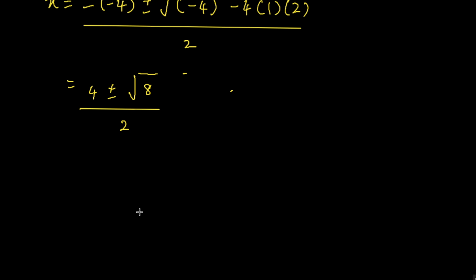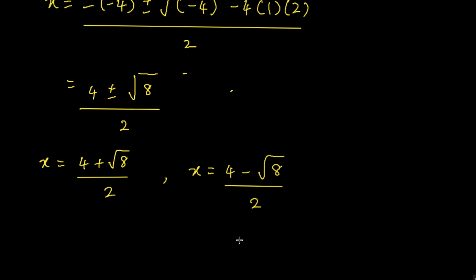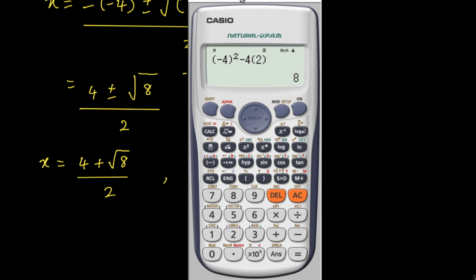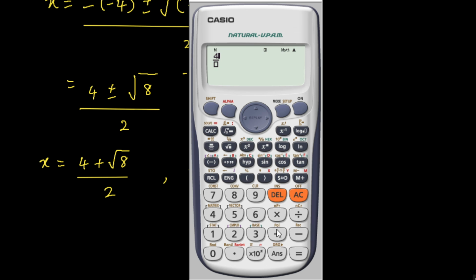Once you have it like this, we split them into 2. So x equals to 4 plus square root of 8 over 2. The other one is x equals to 4 minus square root of 8 over 2. So when we press this, we will get 4 plus square root of 8 over 2. Just type accordingly. That will give you 2 plus square root of 2. Convert to decimal, we will get 3.414.